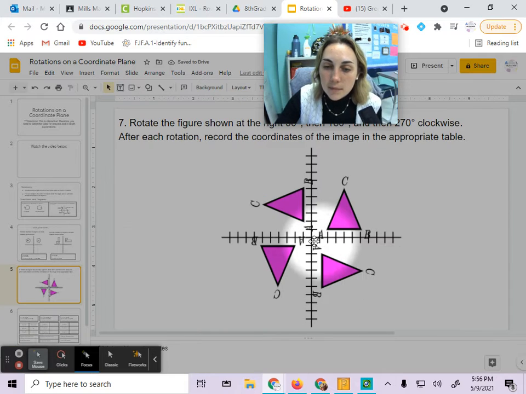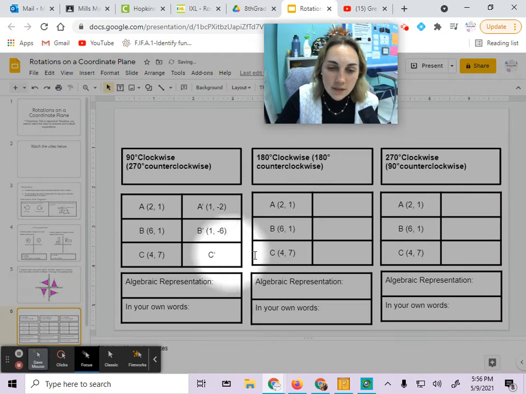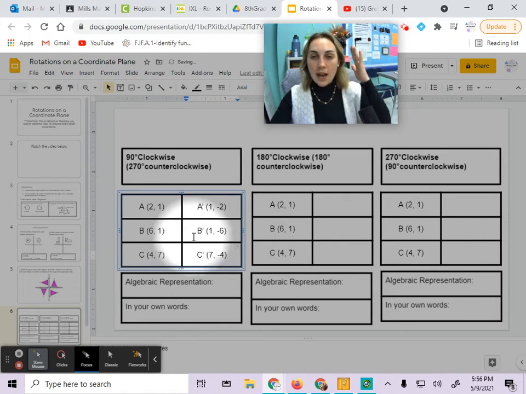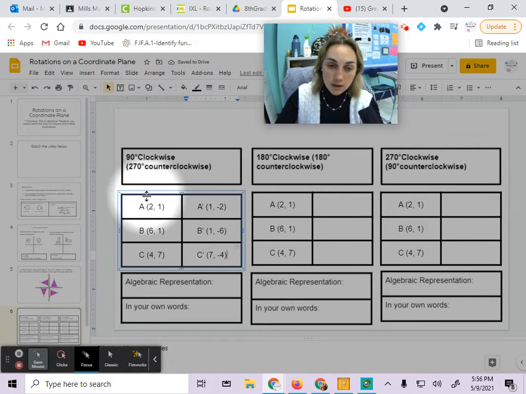Now let's look at C prime. C prime is at 1, 2, 3, 4, 5, 6, 7, so it's at 7, and then 1, 2, 3, 4, -4. So it's at (7, -4).